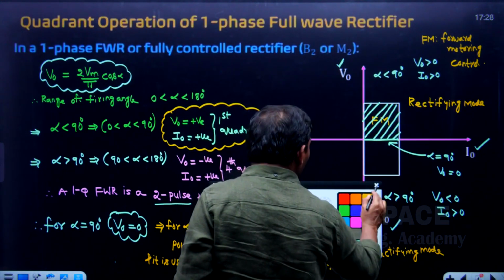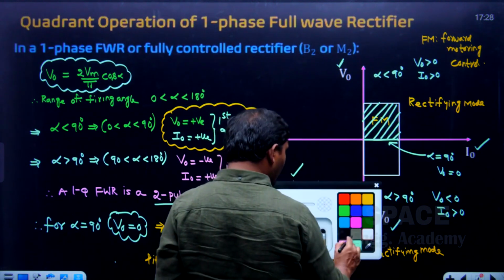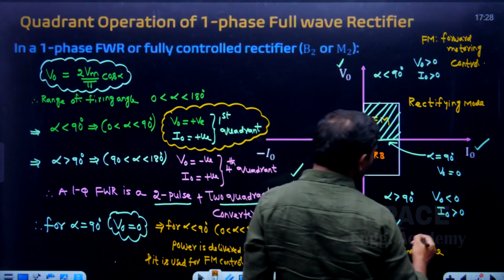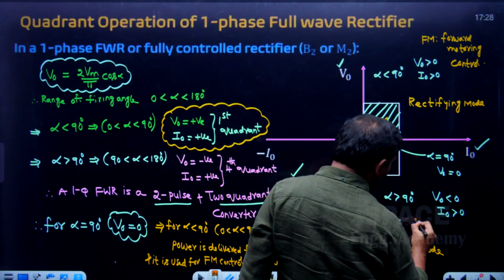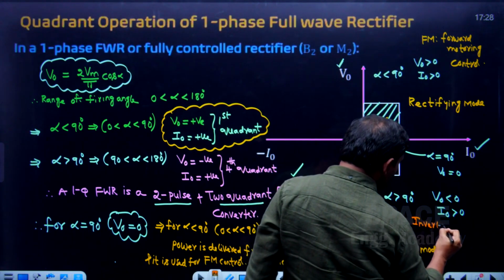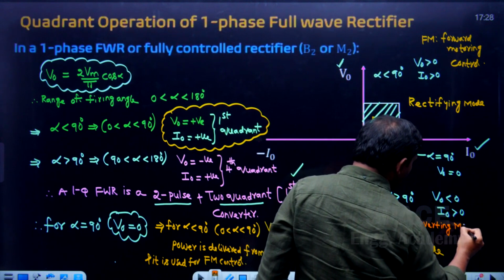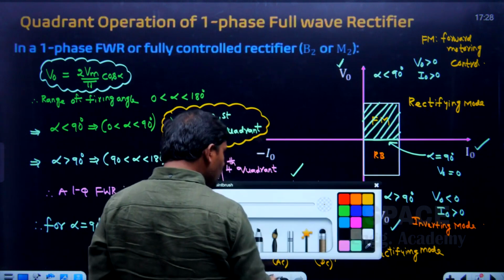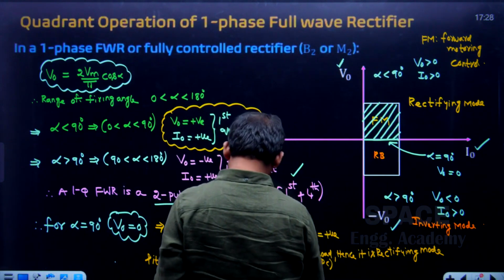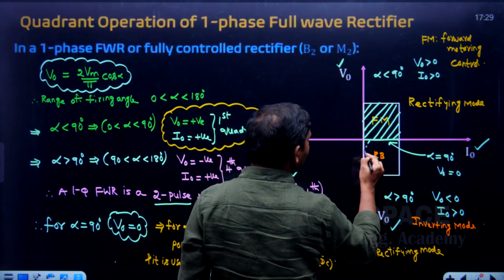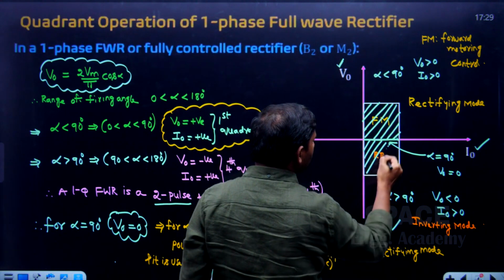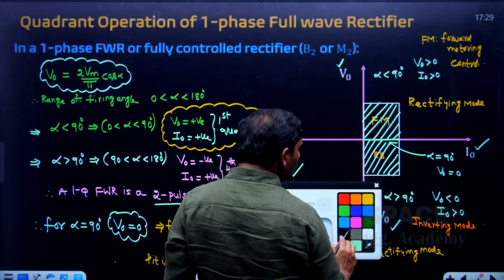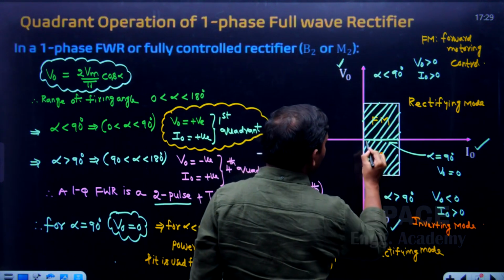For alpha greater than 90 degrees, it is used in reverse braking, and it is which mode? Inverting mode. Alpha greater than 90 degrees is an inverting mode, and it is used for reverse braking control. It is used for which control, students? Reverse braking control.